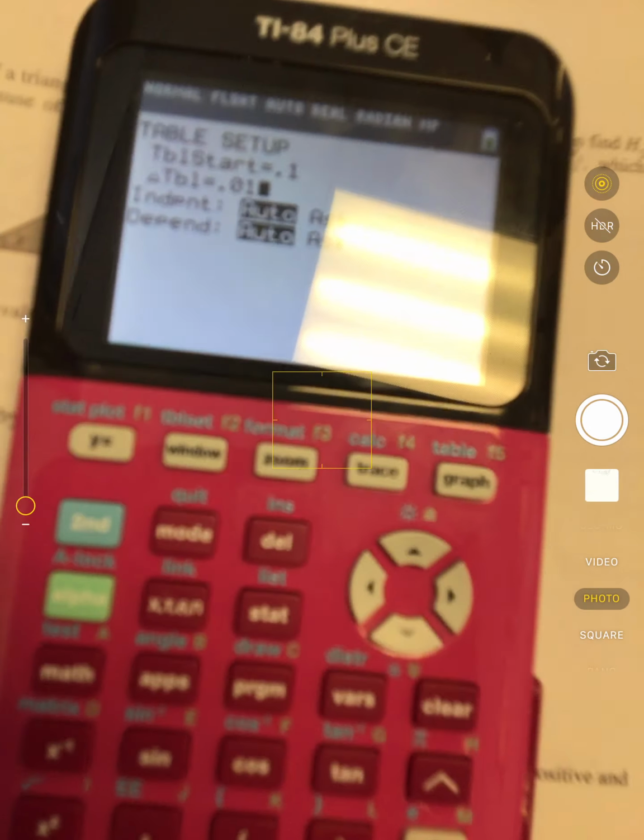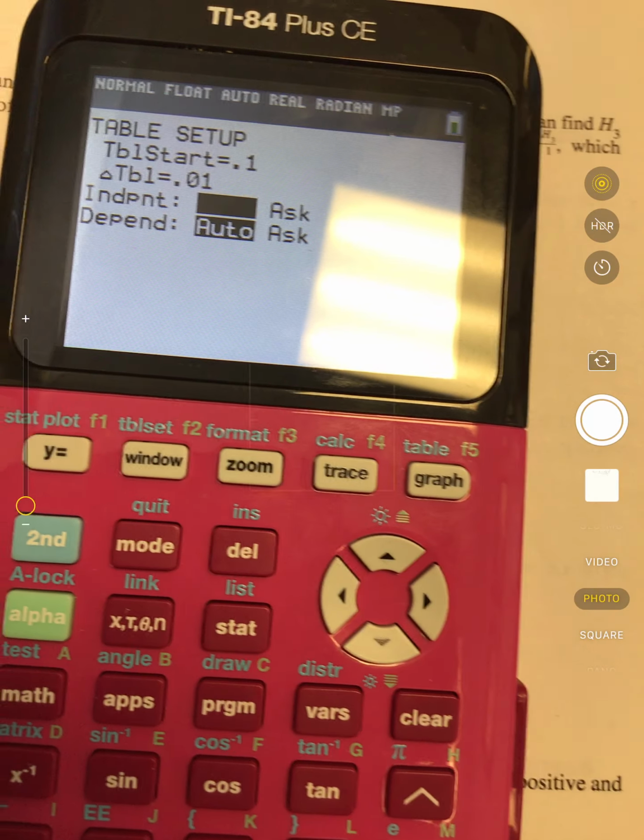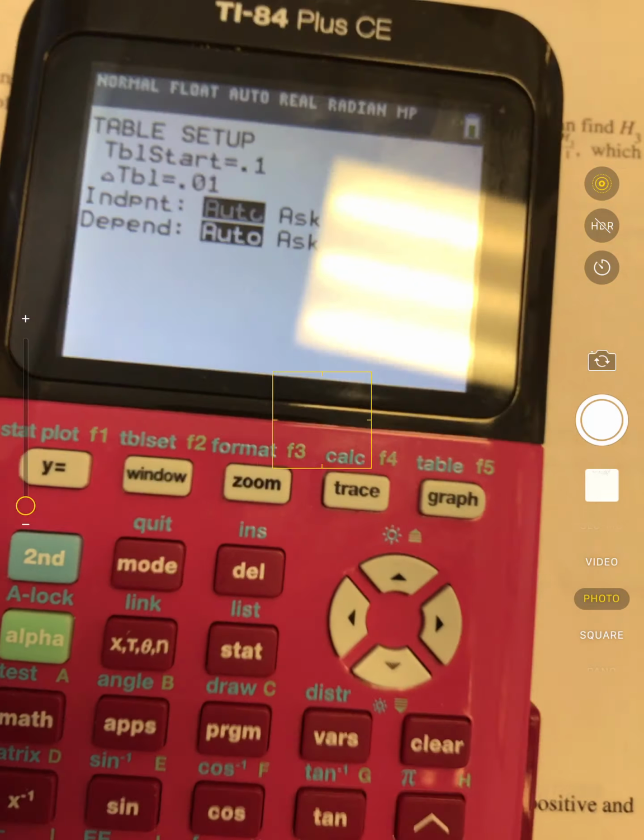I'm going to go back and make sure that my mode is radians. It's not, it's degrees, so I'm going to change it to radians. And then I'm going to go to the table, so second table set, and I'm going to start it at 0.1, and delta table is going to be 0.01. Okay, now we're going to go to table.